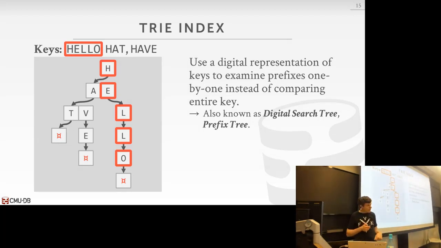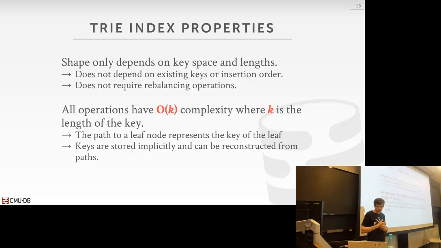So tries are really interesting in the context of databases, especially now that we understand B+ trees. The first thing that's super interesting about them is that their shape only depends on the key distribution of the key space and their length. What I mean by that is that it's a deterministic data structure. No matter what order we insert the keys, we're always going to end up with the same shape of the physical data structure.